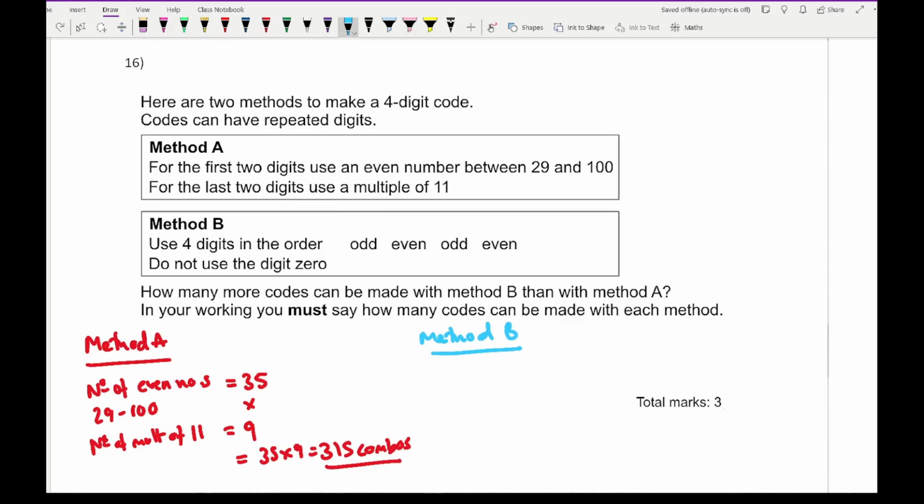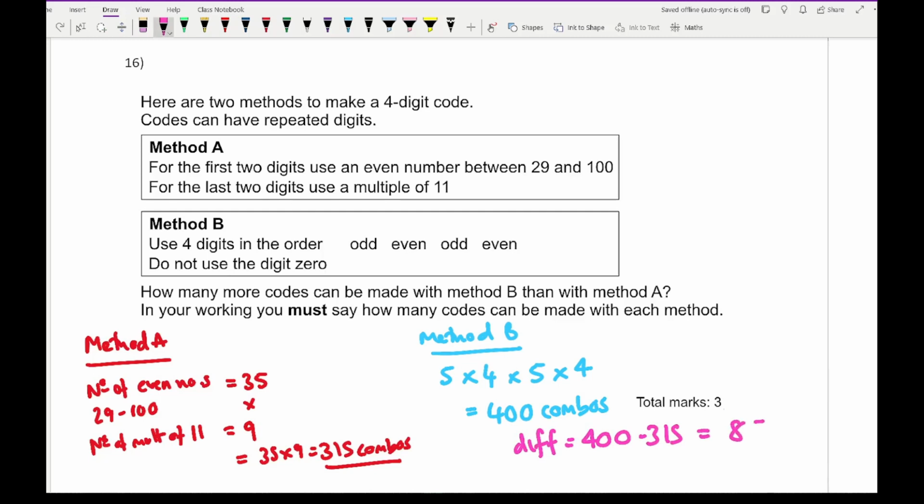So this needs to be odd, even, odd, even. How many odd numbers are single digits? Again, we're not including 0, so that's looking at 1, 3, 5, 7, 9. So that's going to be 5. How many even numbers are there? 2, 4, 6, 8. That's 4. Odd numbers again, 5. Even numbers again, 4. So if I multiply all of those out, I get 400 different combinations. So then the difference is going to be 400 minus 315, which gives me an answer of 85 more.